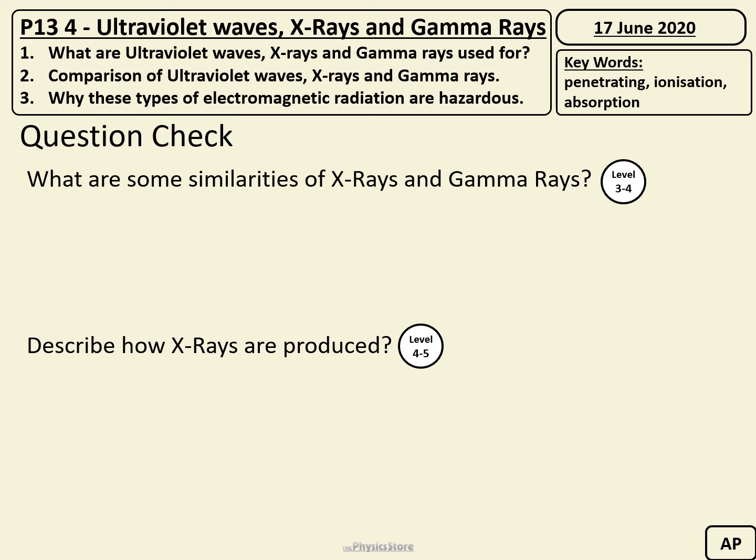What are some similarities of X-rays and gamma rays you've shown earlier? That's grades 3 to 4. Describe how X-rays are produced. That's grades 4 to 5. Again, just pause. I'll go through the answers in a short moment and then you can self-assess your answers.